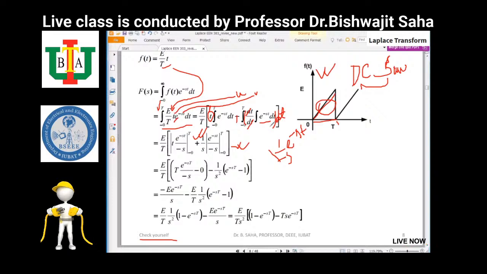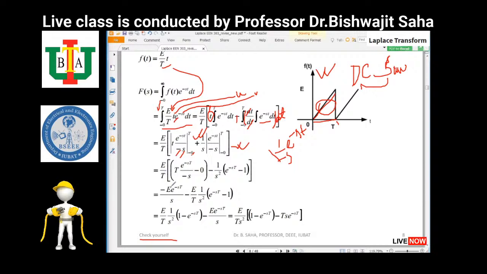So here, when we put the limit 0, it is 0. When the t value is 0, then the total term becomes 0. So the first term becomes t times e to the power minus st divided by minus s. And the second term comes as 1 over s square, e to the power minus st minus 1, because when t is 0, it becomes 1. All right?